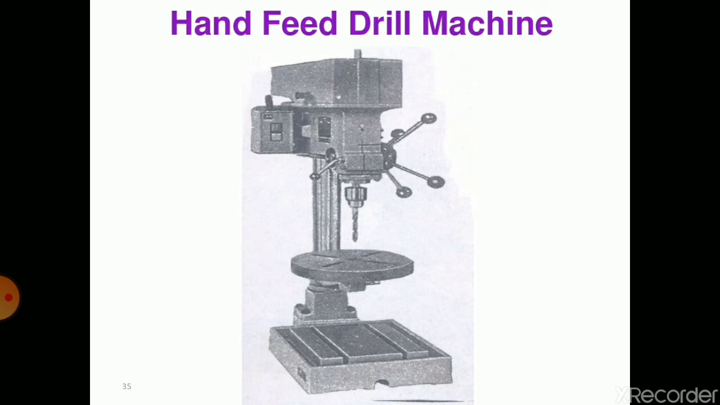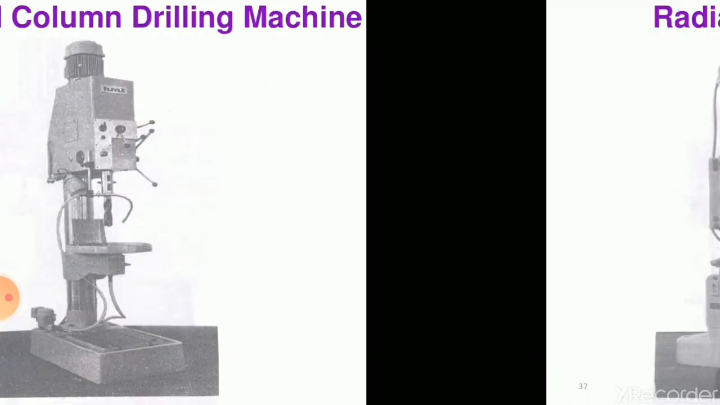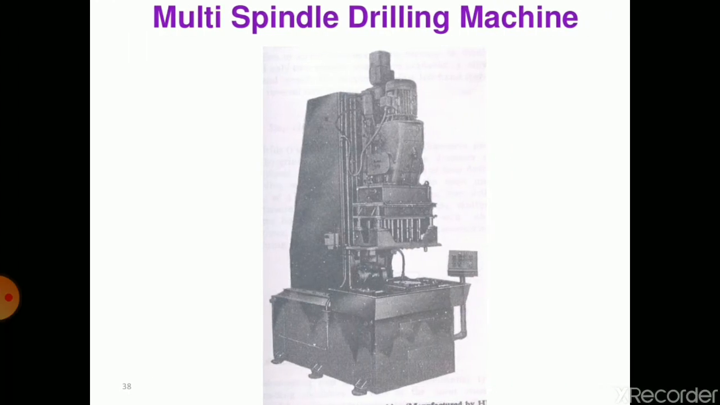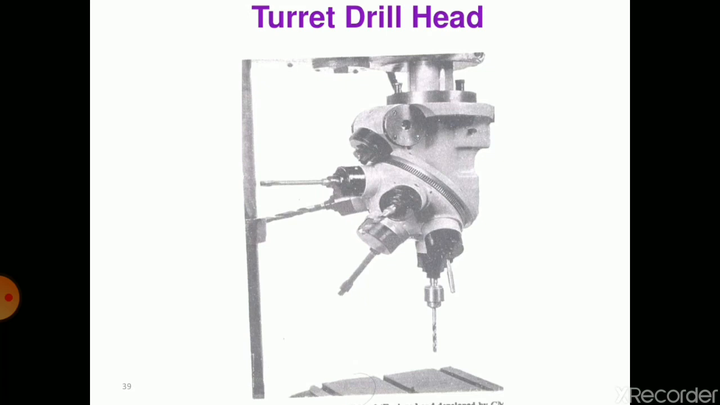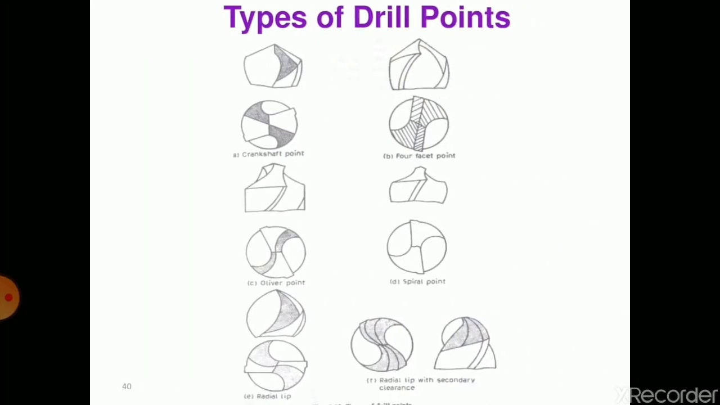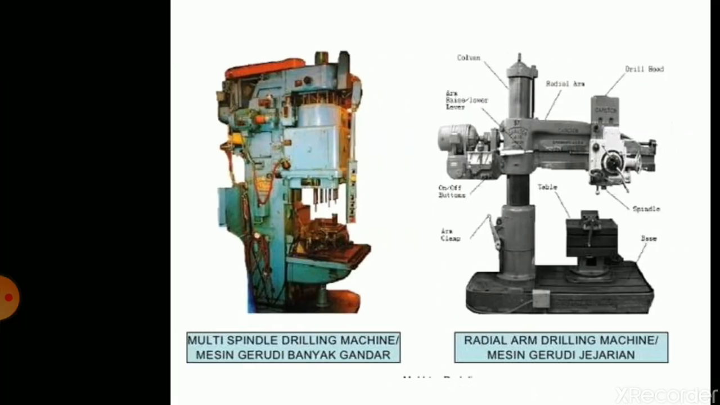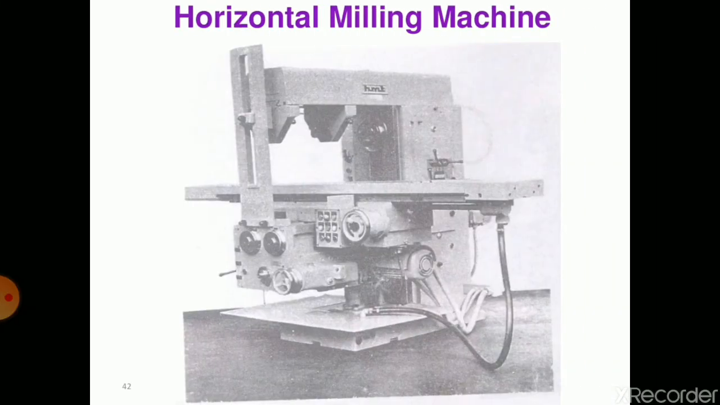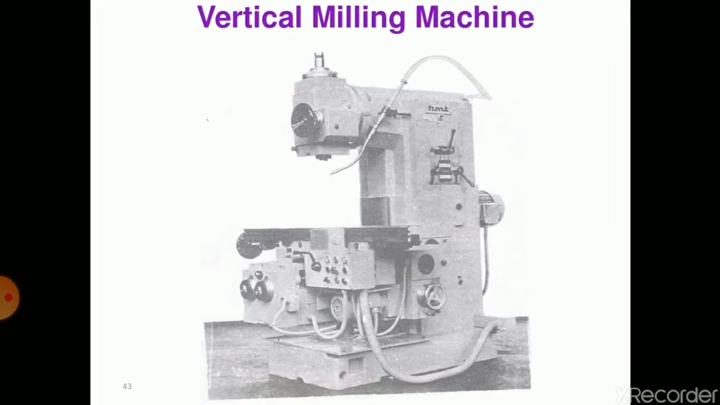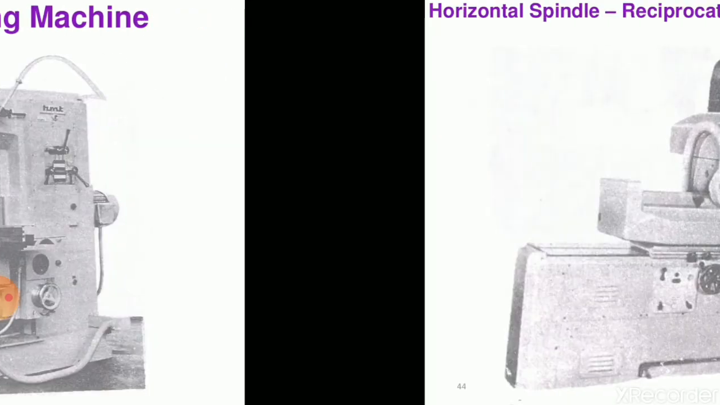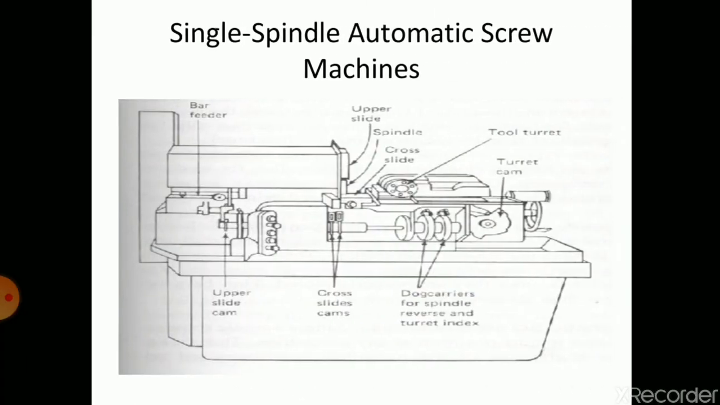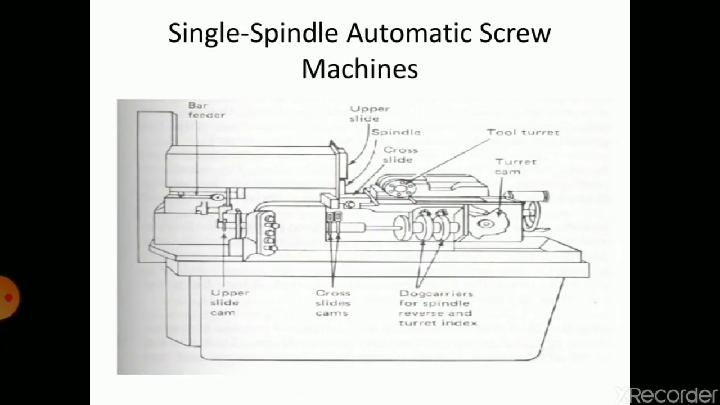Hand feed drill machine, power feed column drilling machine, radial drilling machine, multi spindle drilling machine, turret drill head, types of drill points, multi spindle drilling machine, radial arm drilling machine, horizontal milling machine, vertical milling machine, horizontal spindle reciprocating table surface grinder, single spindle automatic screw machine.